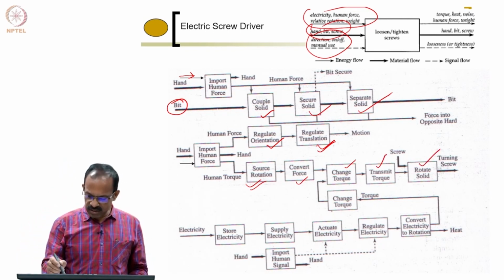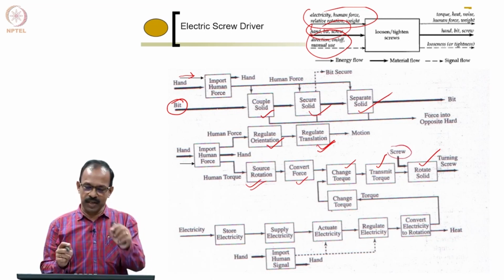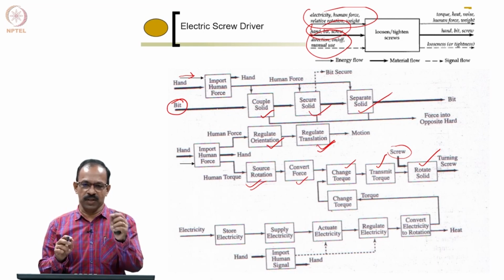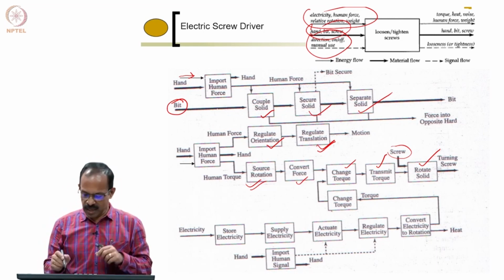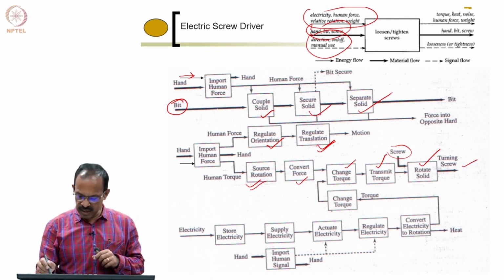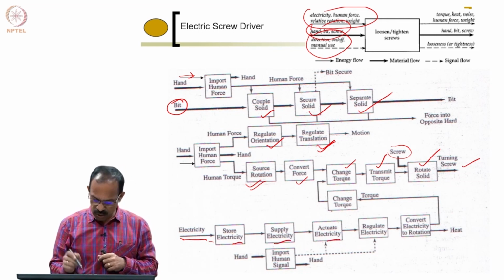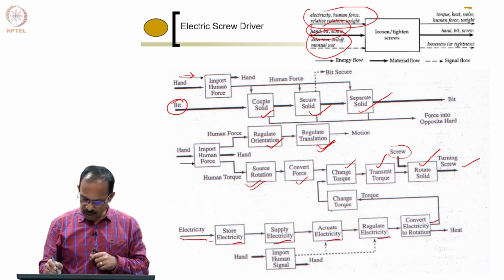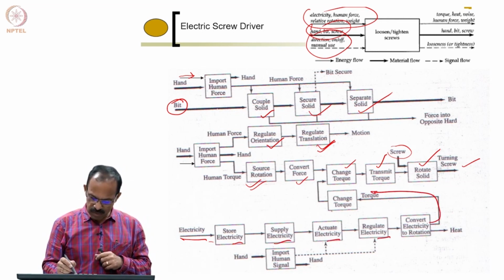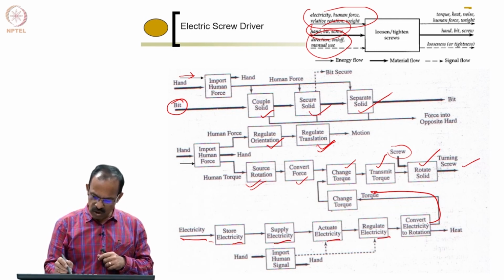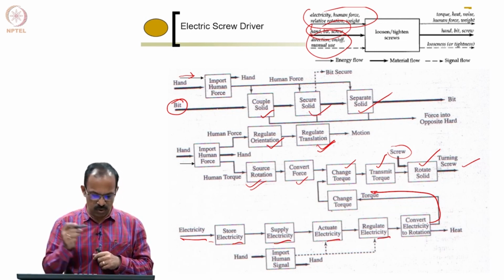The rotate solid is basically that you have a screw, and that screw will be attached to the body, the surface where you want to screw it, and then you rotate the solid, then the turning of the screw will happen. And there is electricity: store, supply, actuate, regulate, convert to rotation, and this torque will be coming, and this change torque, and then you will get the transmit torque and then rotate solids.